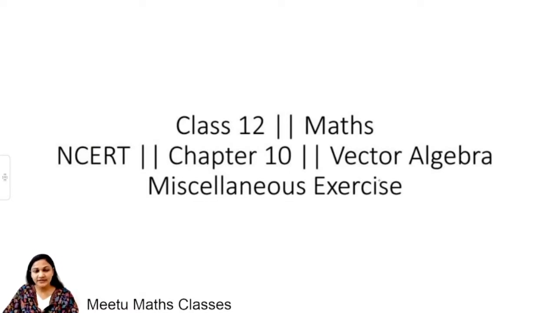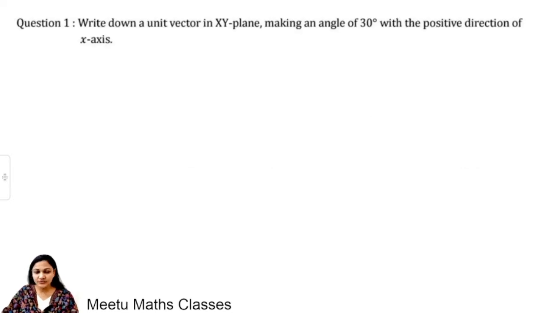Today's topic is from class 12 mathematics, chapter 10 vector algebra, and we are going to take important questions of miscellaneous exercise today. So let us start with our first question. Your first question says, write down a unit vector in xy plane making an angle of 30 degrees with the positive direction of x-axis. So let us make an xy plane.